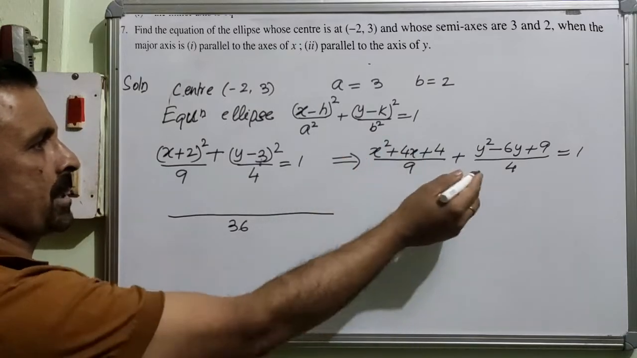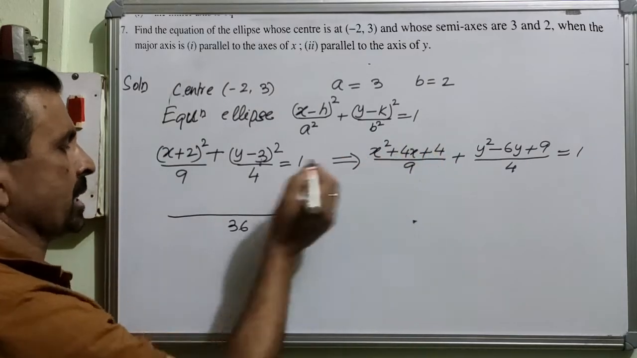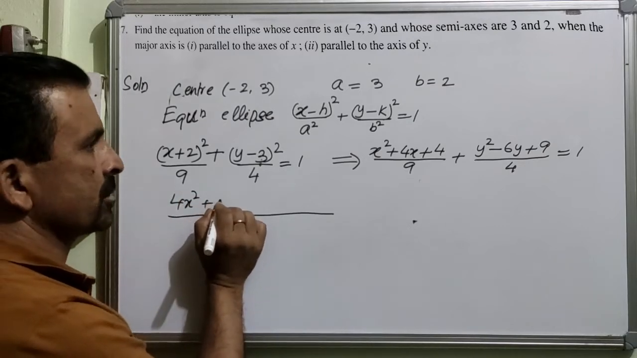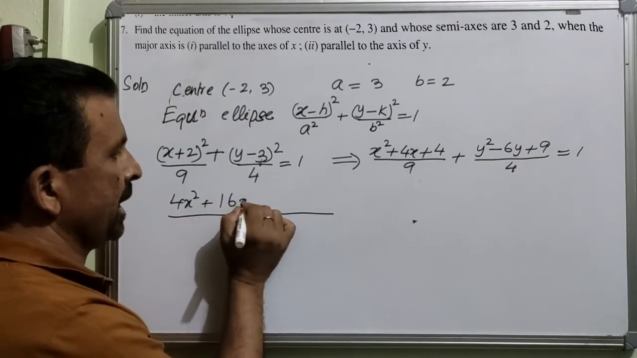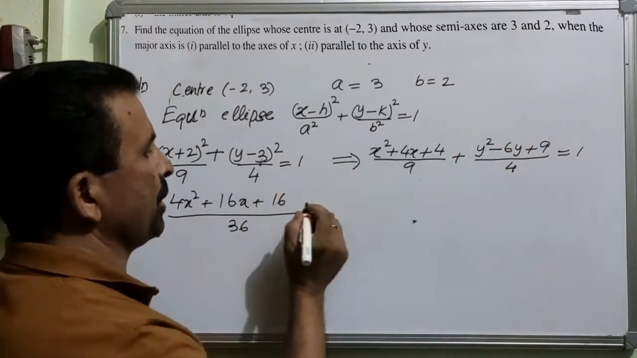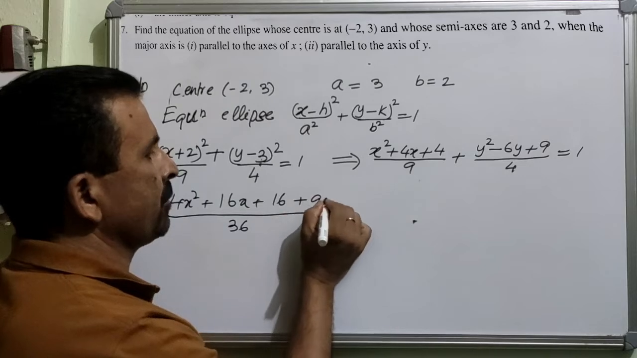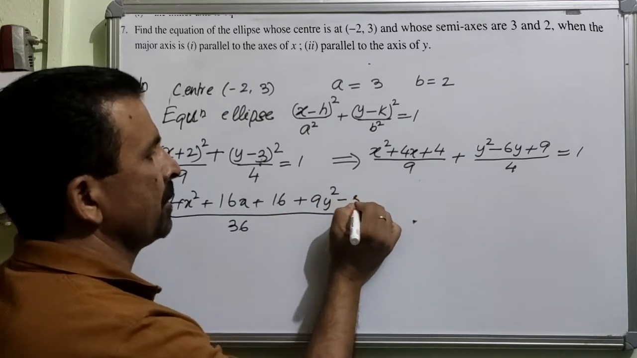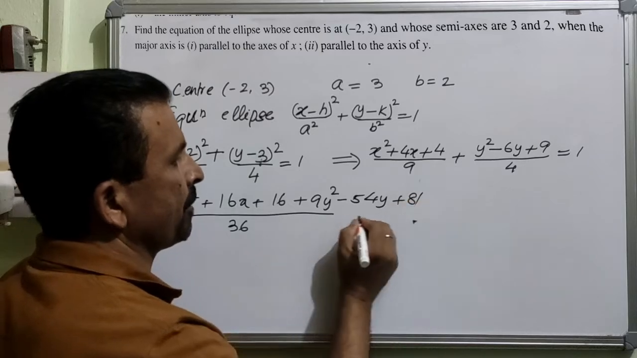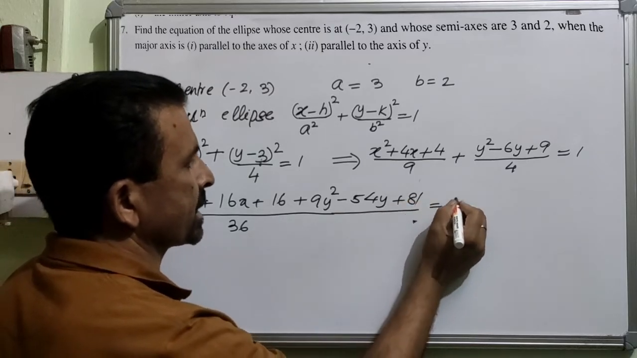Now we can do cross multiplication. So 4 into this numerator, that is, it will come as 4x square plus 16x, and then plus 16, right? And then this way when you multiply, it comes as 9y square minus 54y, and then 9 nines are 81, is equal to, on the right hand side we have 1.